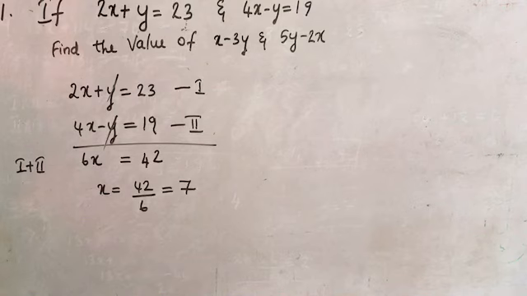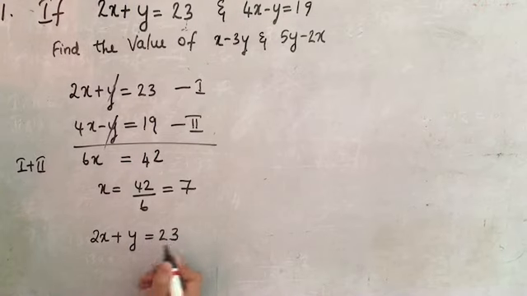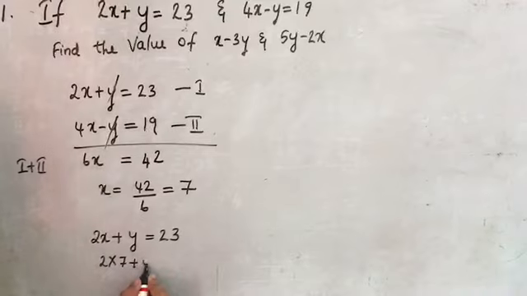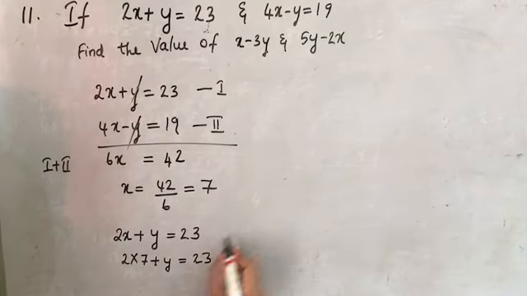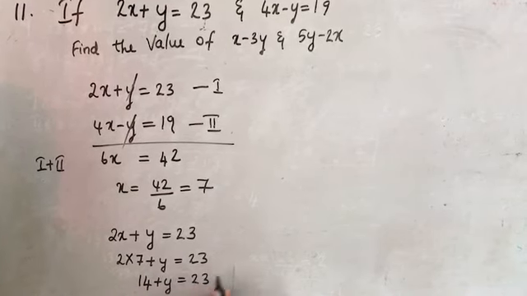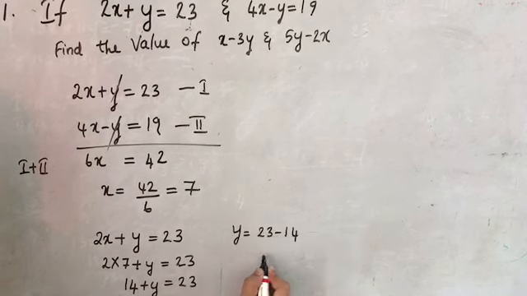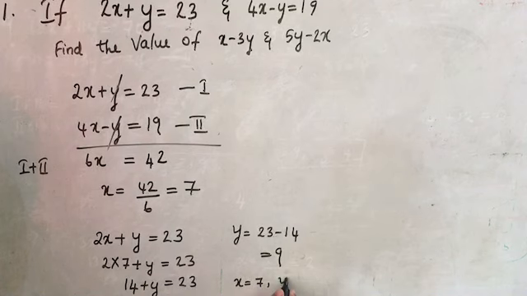Now let us find the value of y. 2x plus y equals 23. X is equal to 7. So 2 into 7 plus y equals 23. So you get 14 plus y equals 23. Y is equal to 23 minus 14, that is equal to 9. So you got x is equal to 7 and y is equal to 9.